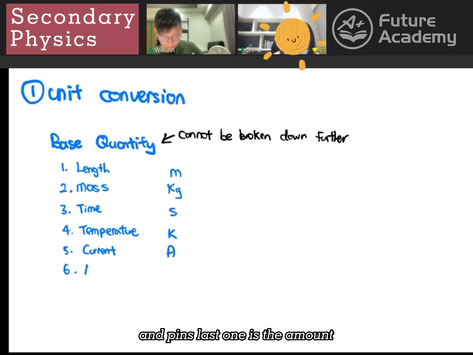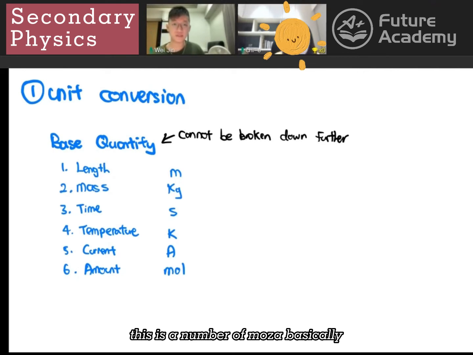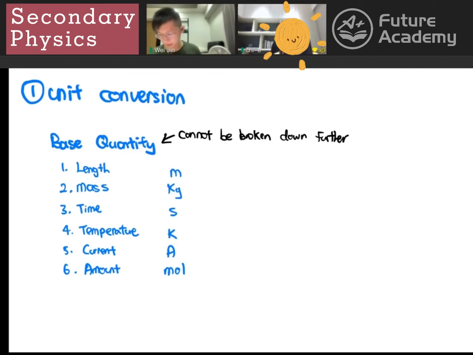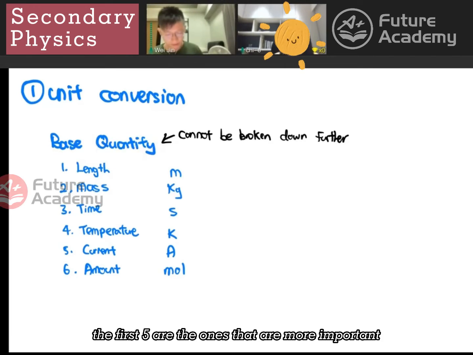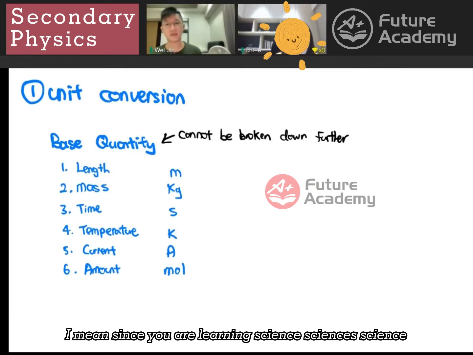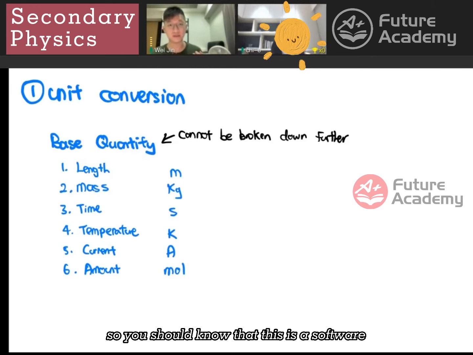Last one is the amount. Amount is not really a physics thing, it's more of a chemistry thing. This is a number of moles, basically. Yeah. So moles cannot be broken down as well. Okay, so the first 5 are the ones that are more important because from a physics standpoint, you'll see them in multiple chapters. The last one, I mean, since you're learning science, science is science. Everything is together. So you should know that this is also base quantity.